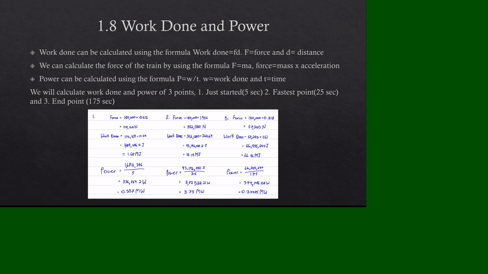And for the second one, it is 93.19 megajoules, and for power it is 3.73 megawatt. For the third one, work done is 66.46 megajoules, and for the power it is 0.37975 megawatts.